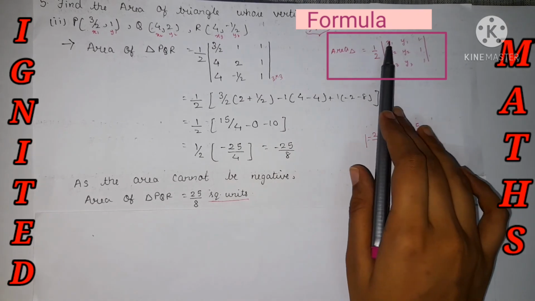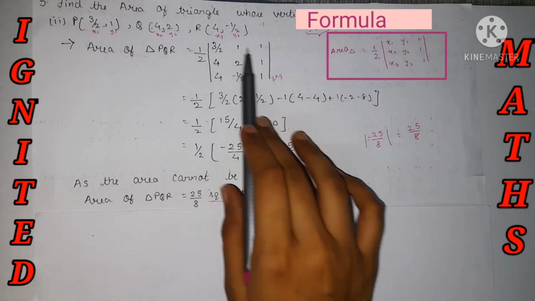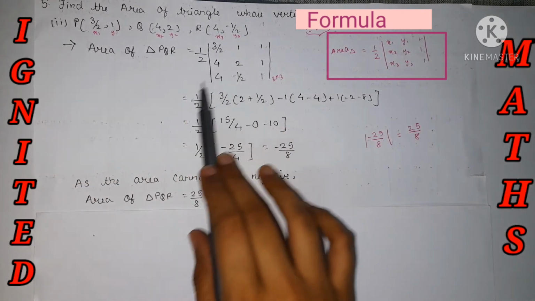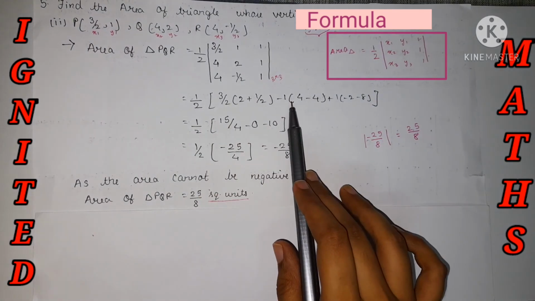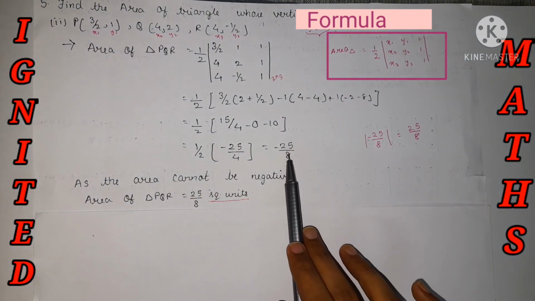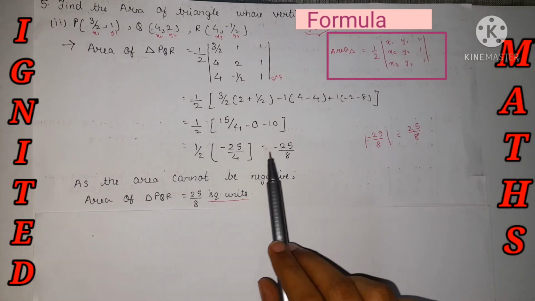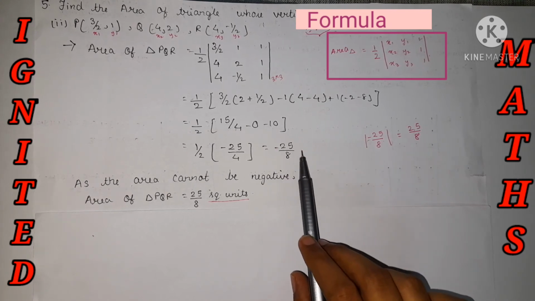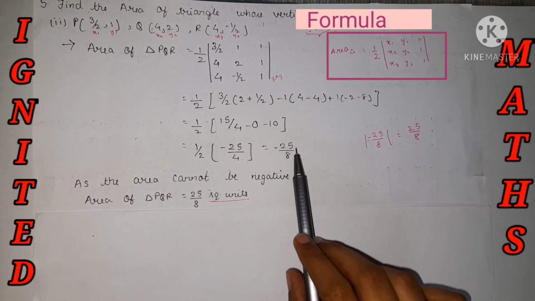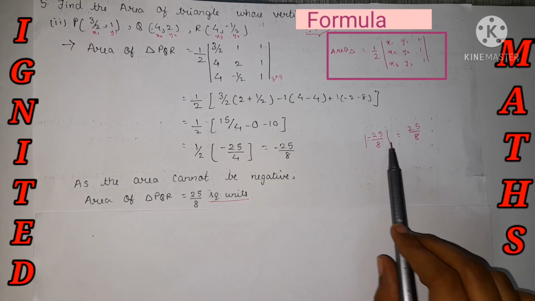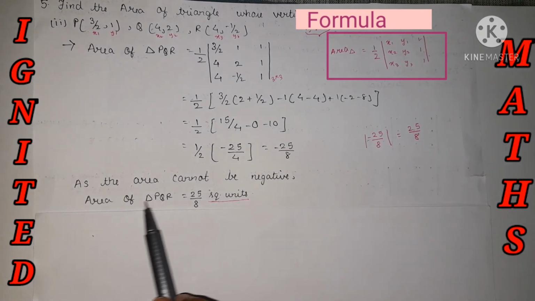If we put the values of x1 y1, x2 y2 and x3 y3 from the question, we will get the answer. By expanding along a row, at last we got minus 25 by 8. But the area of the triangle cannot be negative, so take the mod value of minus 25 by 8. What will be the mod value? It is equal to 25 by 8. So the area of the triangle is 25 by 8 square units.